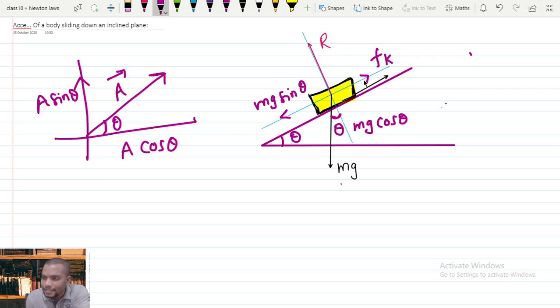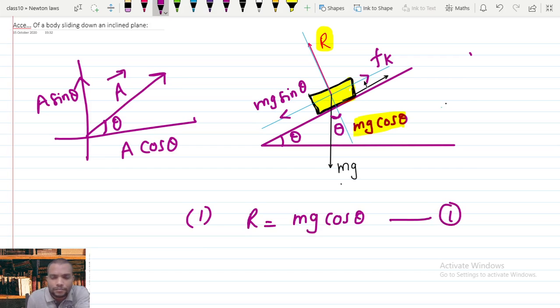Now if we can write, mg cos theta is perpendicular to the inclined plane, so it balances the normal reaction force. Here, which forces are balancing? R is a force which exactly balances mg cos theta. So we can mention that here. First one, R equal to mg cos theta. These two forces are equal. That's equation 1.